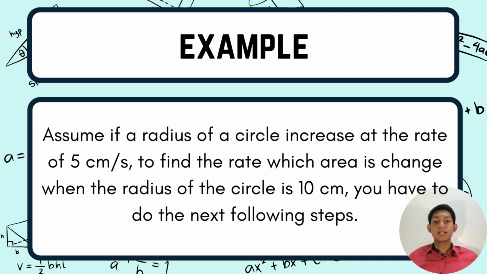Now, for an example, assume the radius of a circle increases at the rate of 5 centimeters per second. Find the rate at which the area is changing when the radius of the circle is 10 centimeters. You have to do the following steps.